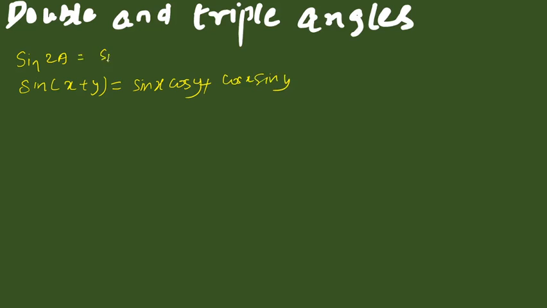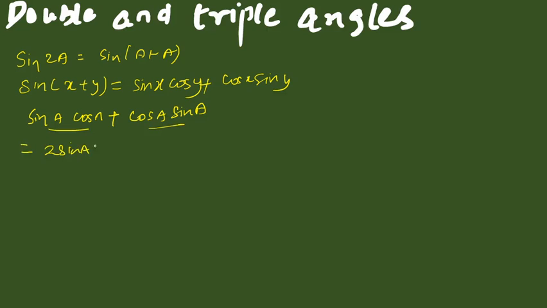So sine 2A can be written as sine of A plus A. In this formula, if you substitute, I get sine A cos A plus cos A sine A. I put x and y the same, so as these both are the same, you will get the answer 2 sine A cos A. Now this is very simple.